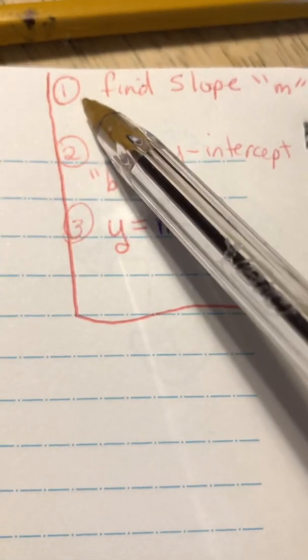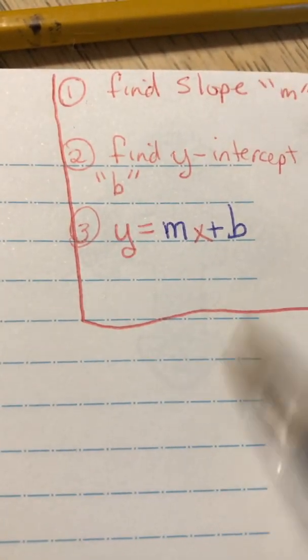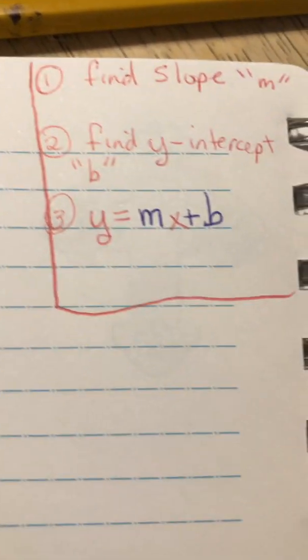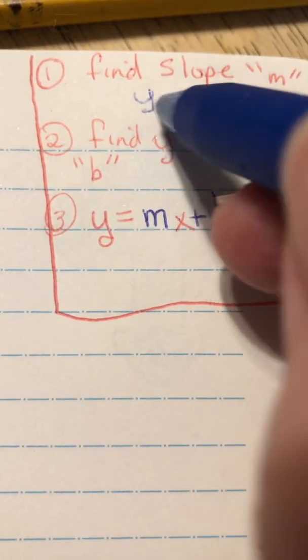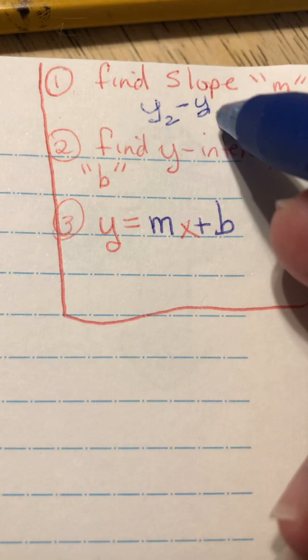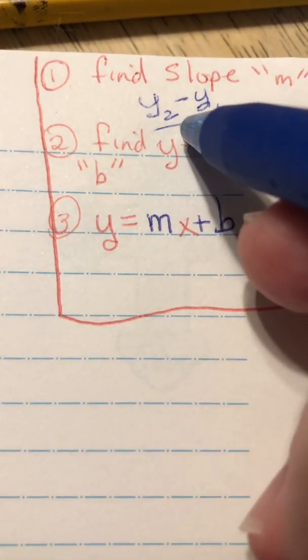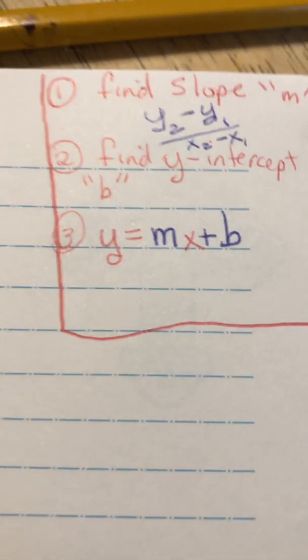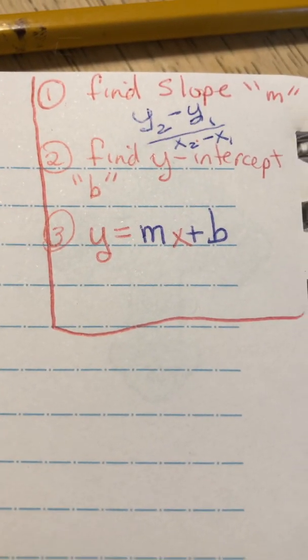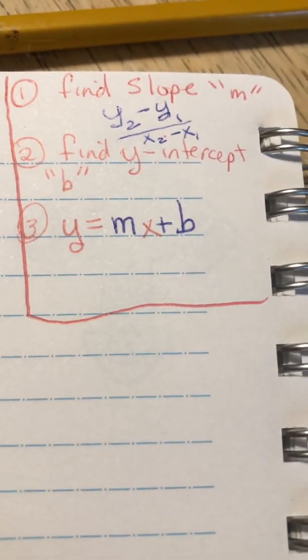We're going to, number one, make sure that we find the slope of the equation, of the line. And we do that using the slope formula. We call that y2 minus y1 over x2 minus x1. And we'll talk about that in a little bit, about how to be careful with that and how to put the numbers into it and that sort of thing.